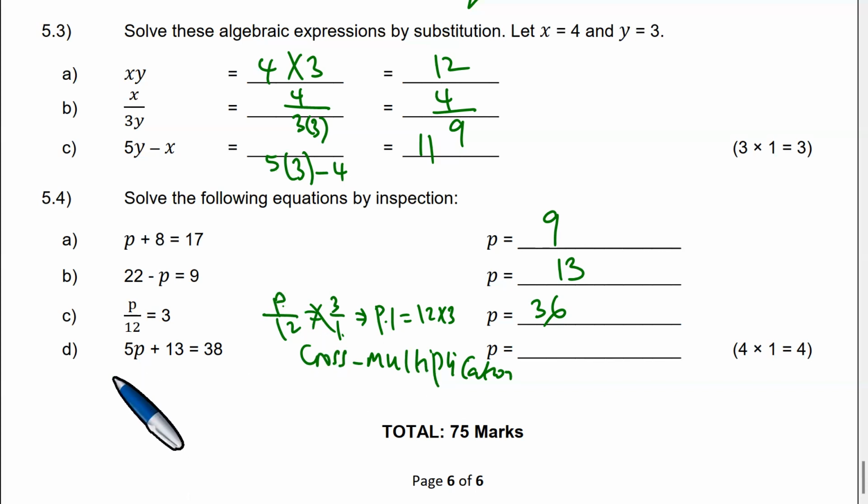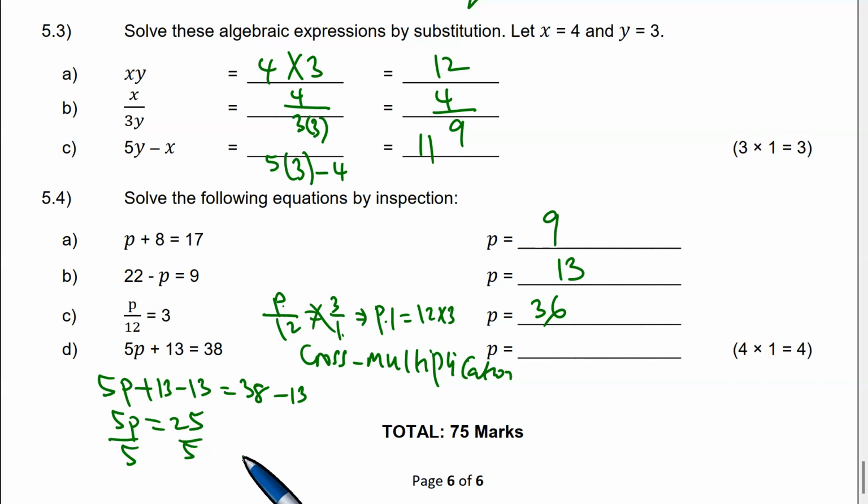Okay, to do this one, you need to say at least 5p plus 13, and then you must minus 13 from the left. You minus 13 because you want to remove 13. So you minus 13 from both sides. What is 38 minus 13? 25. Then you divide by 5. What is 25 divided by 5? Five. The answer is 5. You get the point. Yes, sir.